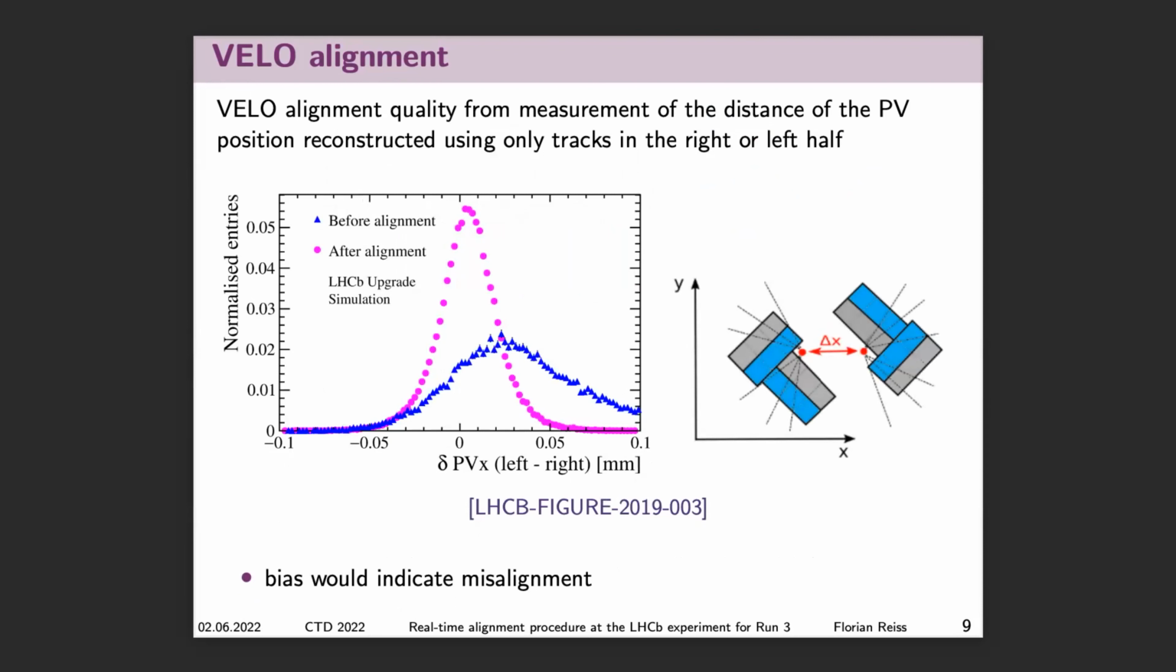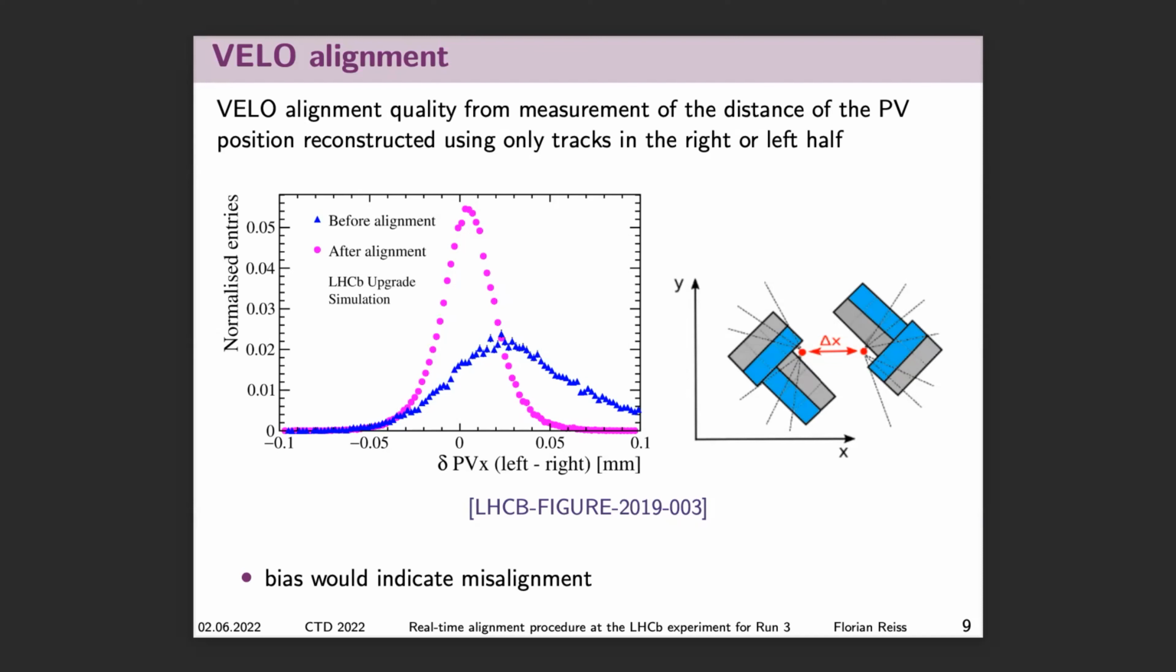So one way we can estimate the quality of our alignment of the VELO detector is to reconstruct PVs using tracks only in one of the two halves, as sketched here on the right. You just take the tracks in one half and reconstruct the PVs, and you could take the tracks in the other half and also reconstruct the PVs, and you might get the same PV but slightly different positions for each half, for example here in X. And this tells you how well the two halves are aligned with respect to each other.